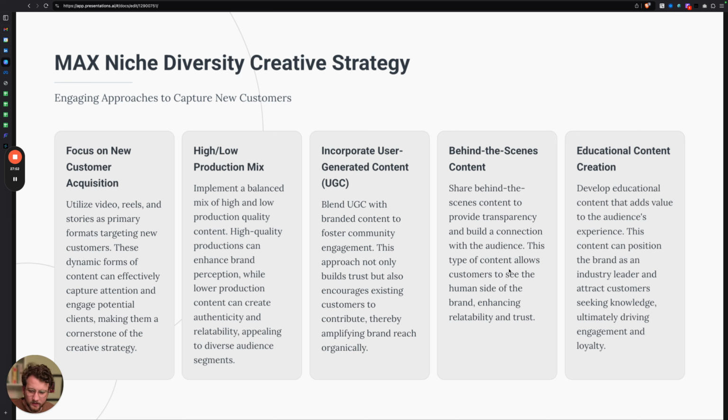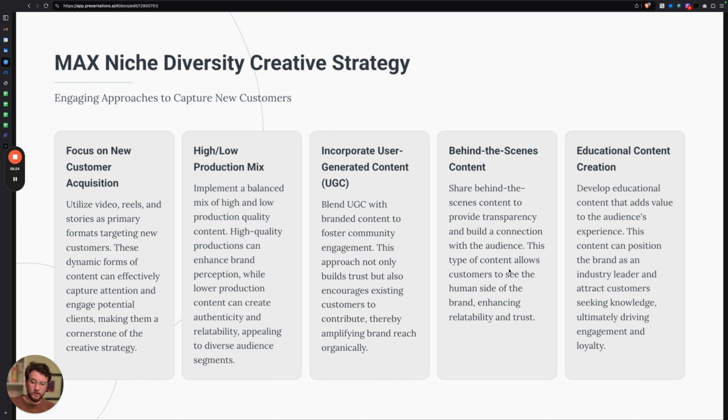So again, for new customer acquisition optimized creatives, that's going to lean toward reels and videos, right? Stories as well. Those are the best net new awareness creative mediums at the moment. What we're also saying is that a high diversity of creative is going to be ideal. So high and low production, UGC, non-UGC, brand generated content, also some PR content is really good, behind the scenes content, educational content. You just really want to focus on diversity of content this year.